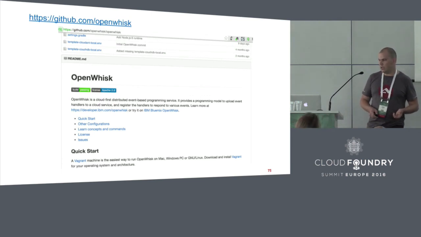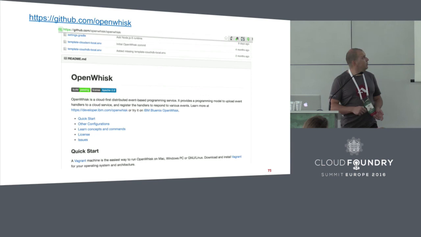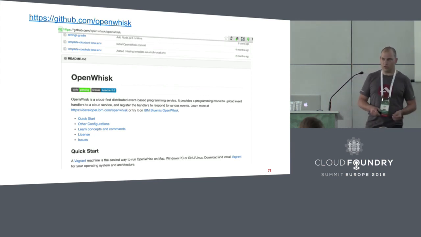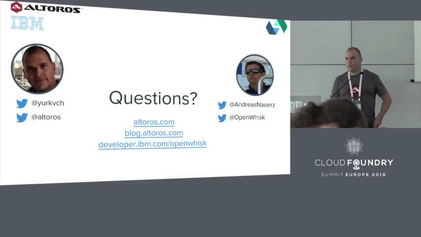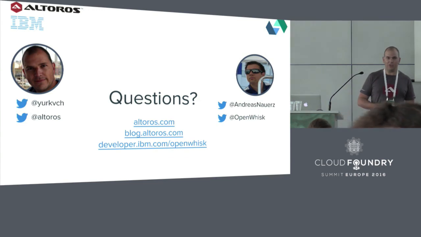The good news is that IBM open sourced the source code of OpenWhisk, and it's freely available on GitHub. Please join, collaborate, download, and you can deploy it on your own infrastructure, on OpenStack or VMware. And you don't have to be tied to Bluemix, to IBM. We're done. Would be happy to hear your questions.